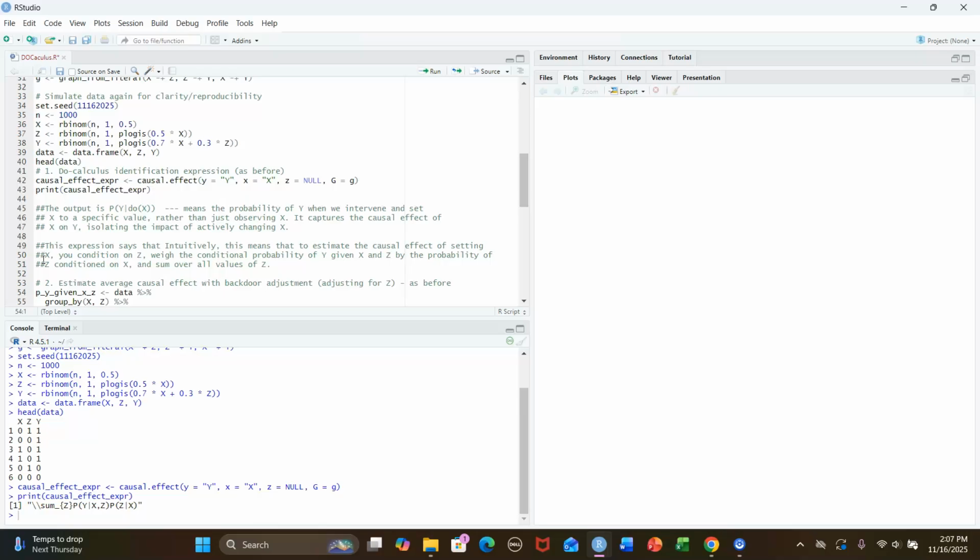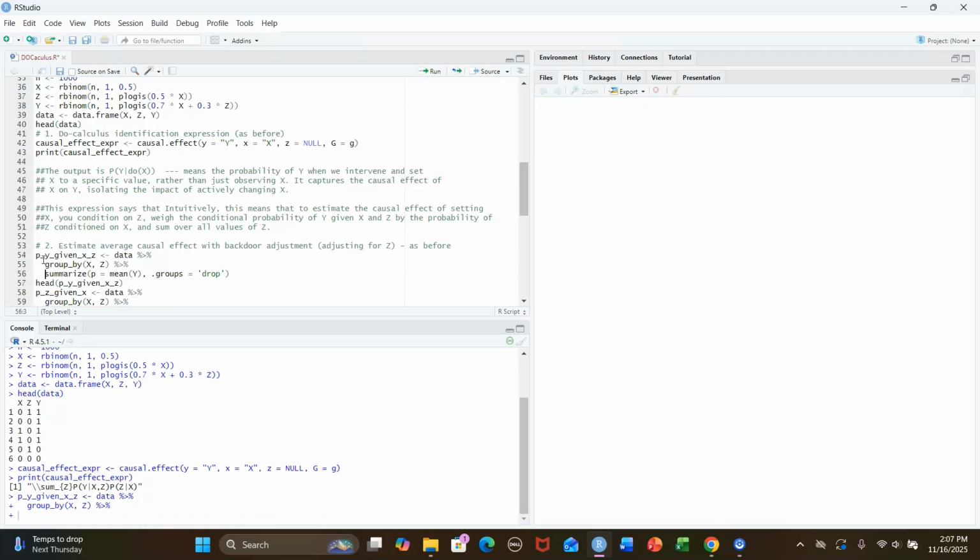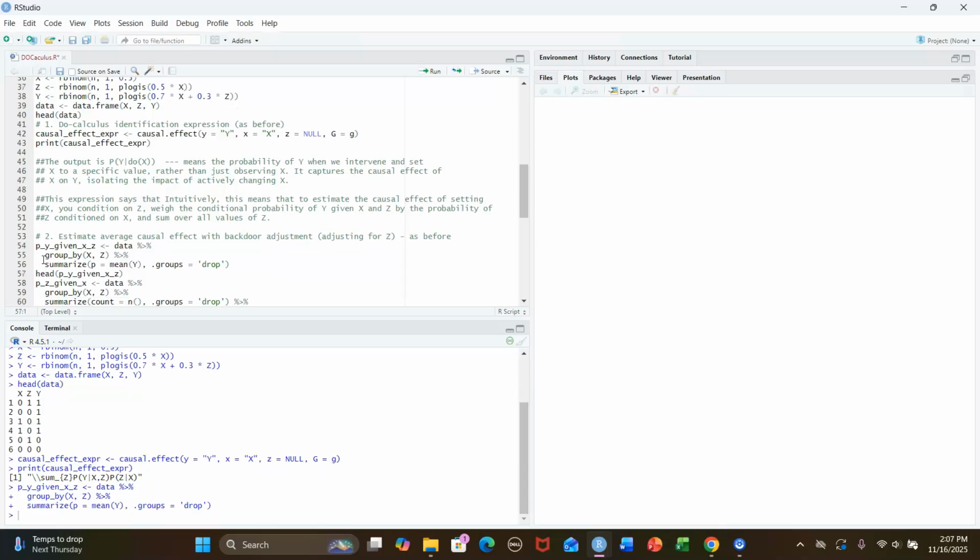So we can first calculate the first term, the probability of Y given X and Z, using the package dplyr. So we do this. Data feed into group by X, Y. So for all the combinations of X and Y, we summarize the mean of Y and save it to P, the probability, and groups equal to drop so that it becomes a normal data frame, to get rid of the group structure.